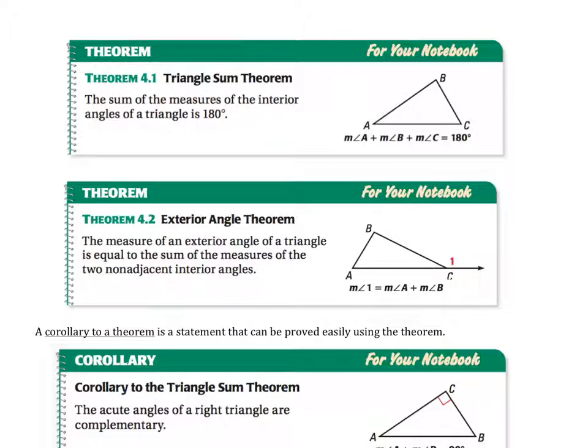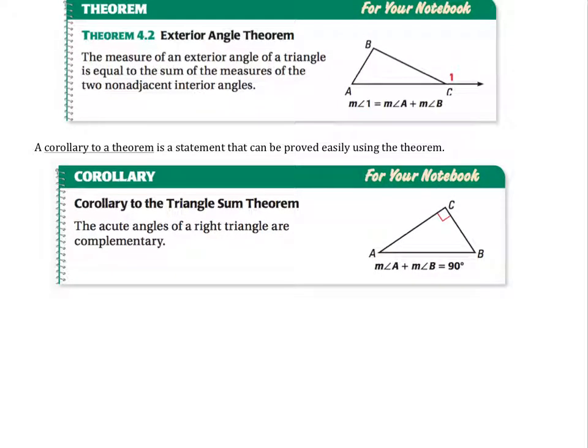So let me give you an example. If I took the measure of angle A and added it to the measure of angle B, I would get the measure of angle 1 here, the exterior angle. So let's say that the measure of angle A is 50 degrees and the measure of angle B is 70 degrees. I would take 50 plus 70, which is 120, and that would give me the measure of angle 1.